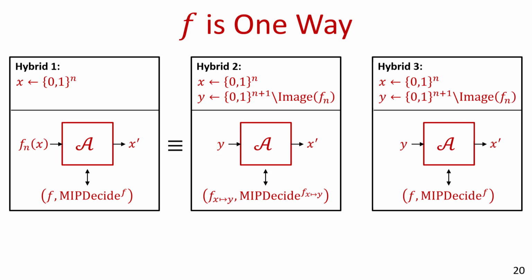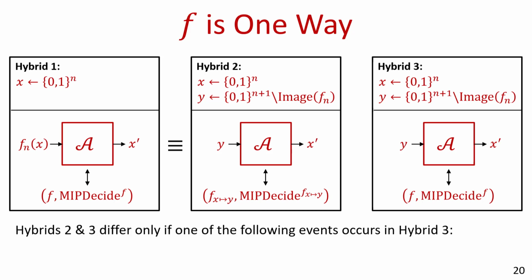In the third hybrid, we again sample y outside the image of f, but now we answer the queries of the adversary using the original oracle. It is clear that the view of the adversary in this hybrid is completely independent of x, and therefore the adversary wins with probability at most 2 to the minus n. It remains to show that the views of the adversary in the second and third hybrids are indistinguishable.